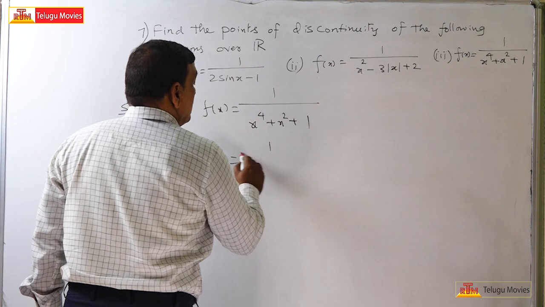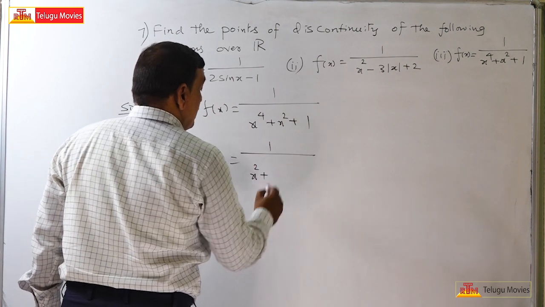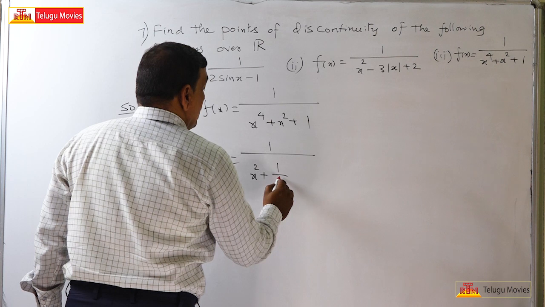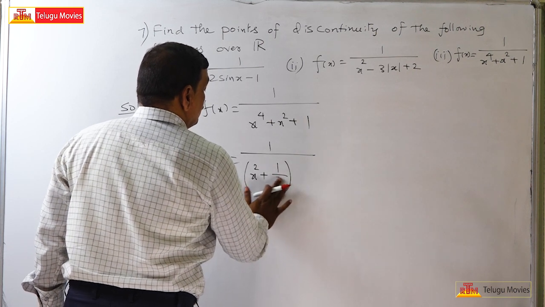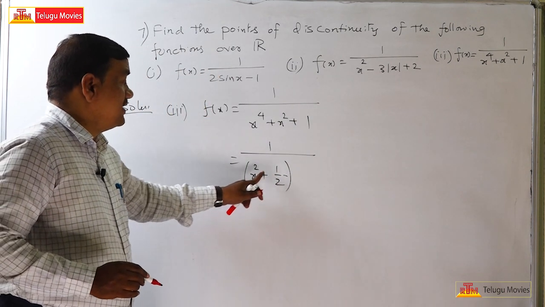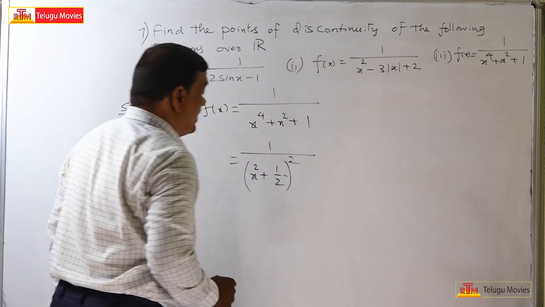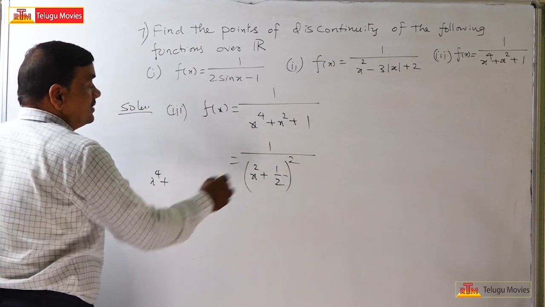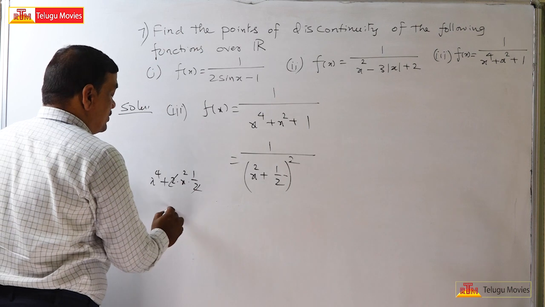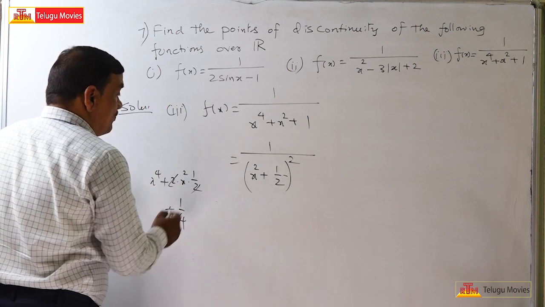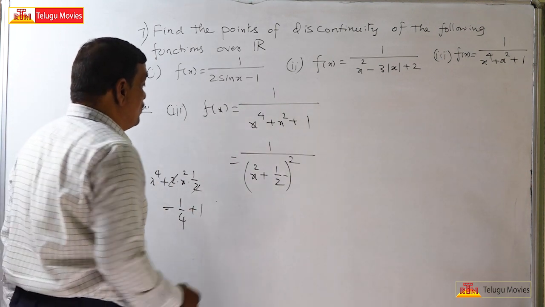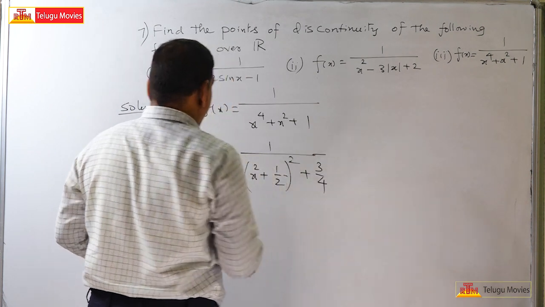Now how can you say that? So we can say like this: x⁴ + x² + 1 can be written as (x² + 1/2)² + 3/4. See here, (a + b)², a² + 2ab + b². If you do the square, what happens here? x⁴ + 2·x²·(1/2), so the 2 will cancel, plus b² means 1/4. So plus 1/4 will come, so you have to put minus 1/4 plus 1. So 4 ones are 4, so this is equal to 3/4. If you keep 3/4, the problem will be easy.